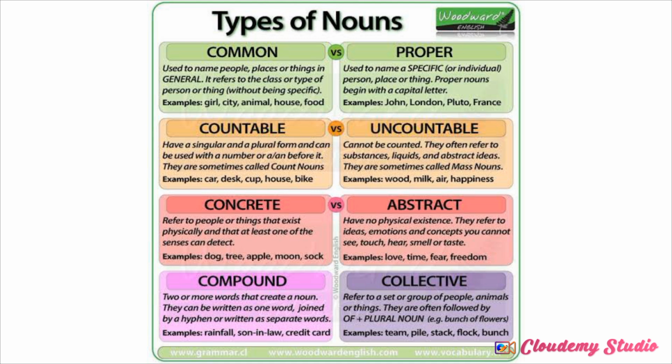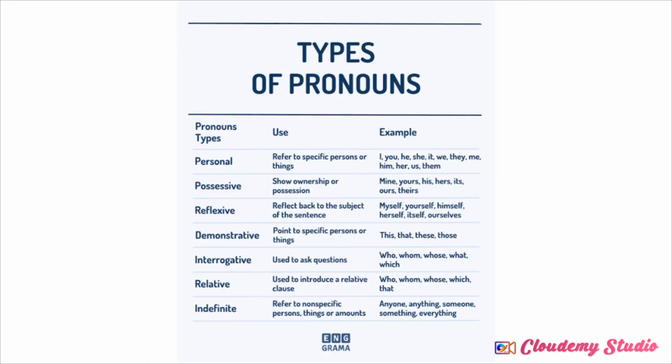Concrete nouns are the things which we can touch, for example, dog, tree, apple, or moon. Abstract noun is a noun which we cannot touch but we can feel, for example, love, time, fear, and freedom. Two different words combined to give a new word come under compound noun. Collective noun is a group of people, animals, or things, like flock, bunch, etc.